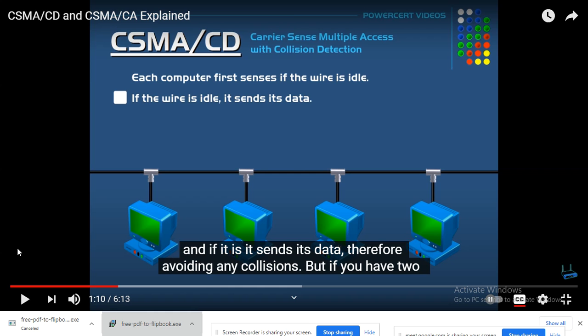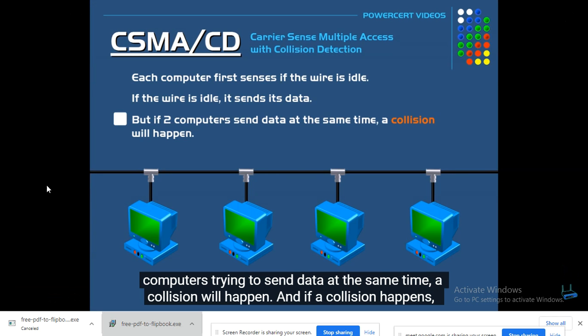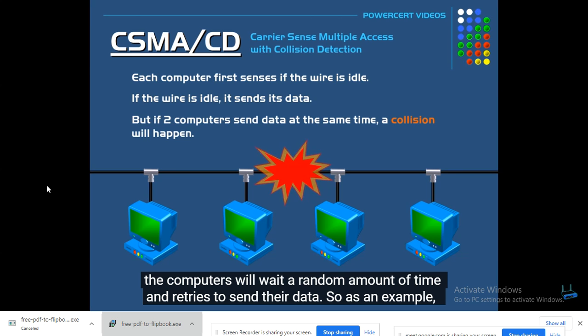The same thing could be applicable for a wireless environment. Here, in terms of wire, we have to think about spectrum. But if you have two computers trying to send data at the same time, a collision will happen. And if a collision happens, computers will wait a random amount of time to try to send the data.